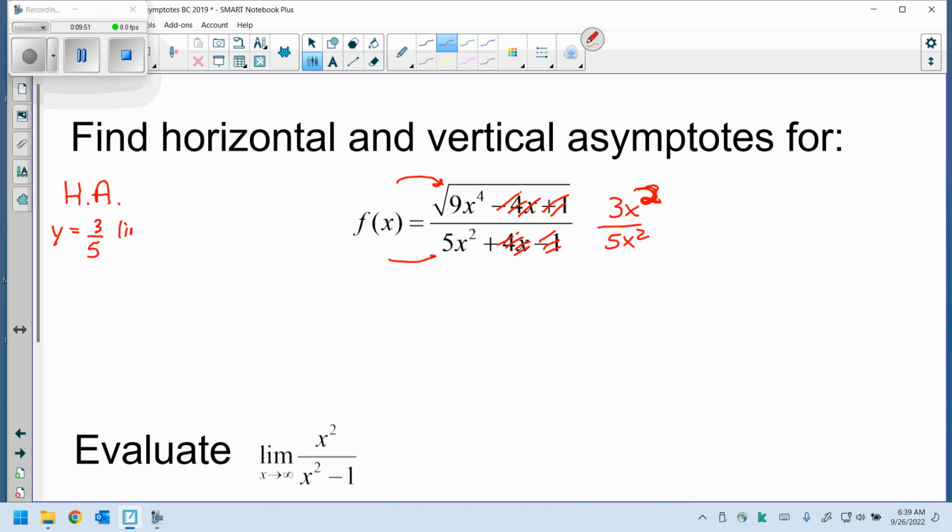Because the limit, as x approaches infinity, of f of x equals 3/5. Now, I better check to see what's going on at negative infinity. And I think if I went to negative infinity, since these are even numbers, we're going to end up with positive values again. We're still going to have 3/5. All right, what about verticals?